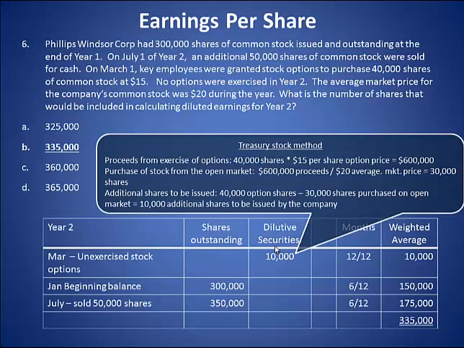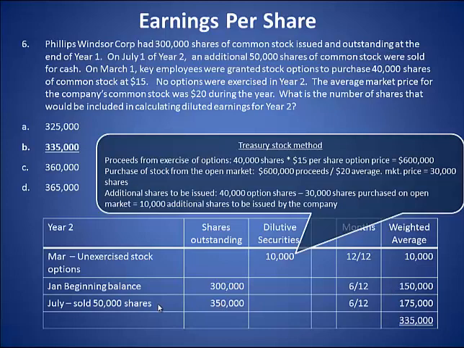So when we calculate a weighted average, it will be the 10,000 times 12 months out of 12 months, or the weighted average would be 10,000 shares. Now we also have to remember that we had a beginning balance of shares outstanding of 300,000 shares, and those 300,000 shares were outstanding from January all the way through June, so that's 6 months out of our 12 months. So 300,000 times 1/2 equals 150,000 as a weighted average.